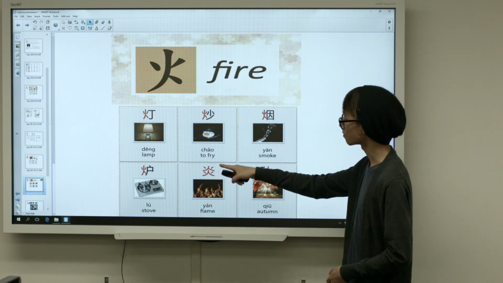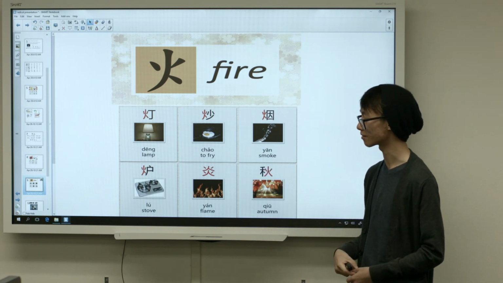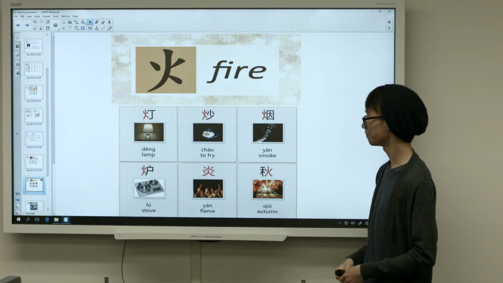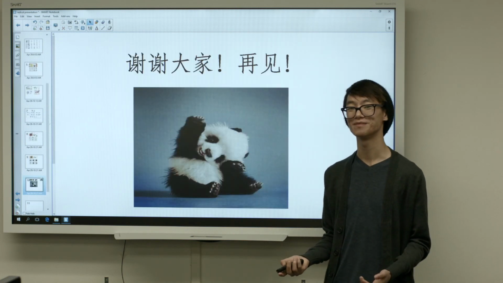Now look at this character. It has two of the 火, the fire, together on top of each other. 秋, which means autumn. That is all I have for you today.